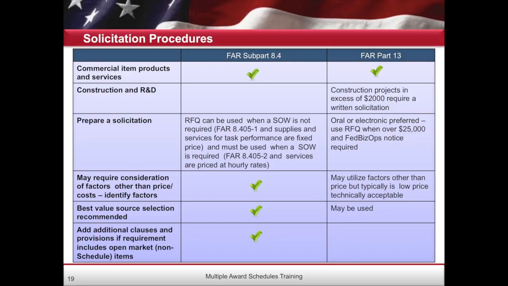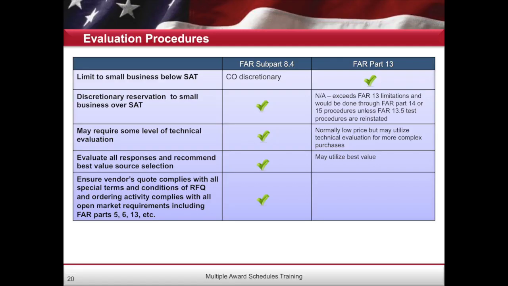And you can utilize other factors, other than cost and price, when it comes to evaluating under 8.4. Best value is the norm. And you can add additional clauses. Already mentioned that. You can have some additional agency-specific clauses that would be pertinent to your requirement, your activity, your location, whatever, as long as they don't conflict with the GSA overarching contract clauses, since you're placing an order against one of our contracts.